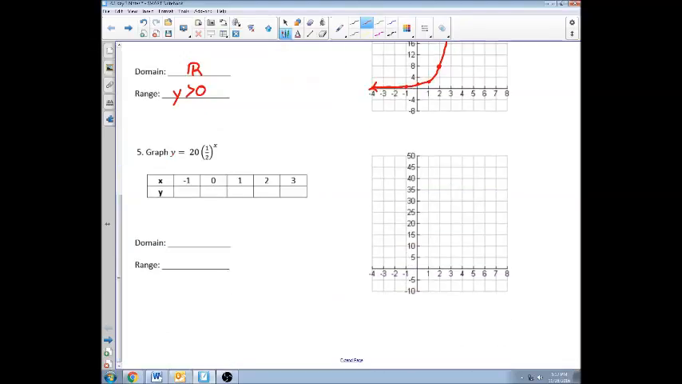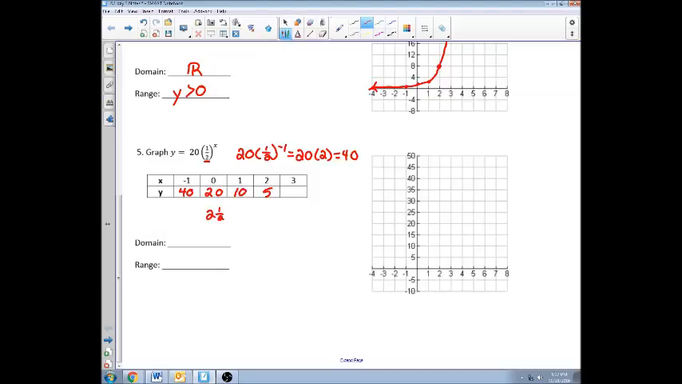On to problem 5. I have 20 times 1/2 raised to the x power. If I put -1 in first for x, I would have 20 times 1/2 raised to the -1st, which would get me 20 times 2, which is 40. Now, if I multiply 40 by my base, I would end up 40 times 1/2 would be 20. 20 times 1/2 would be 10. 10 times 1/2 would be 5. Now, 1/2 of 5, some of you might know that as 2.5 right away, or 2 1/2.